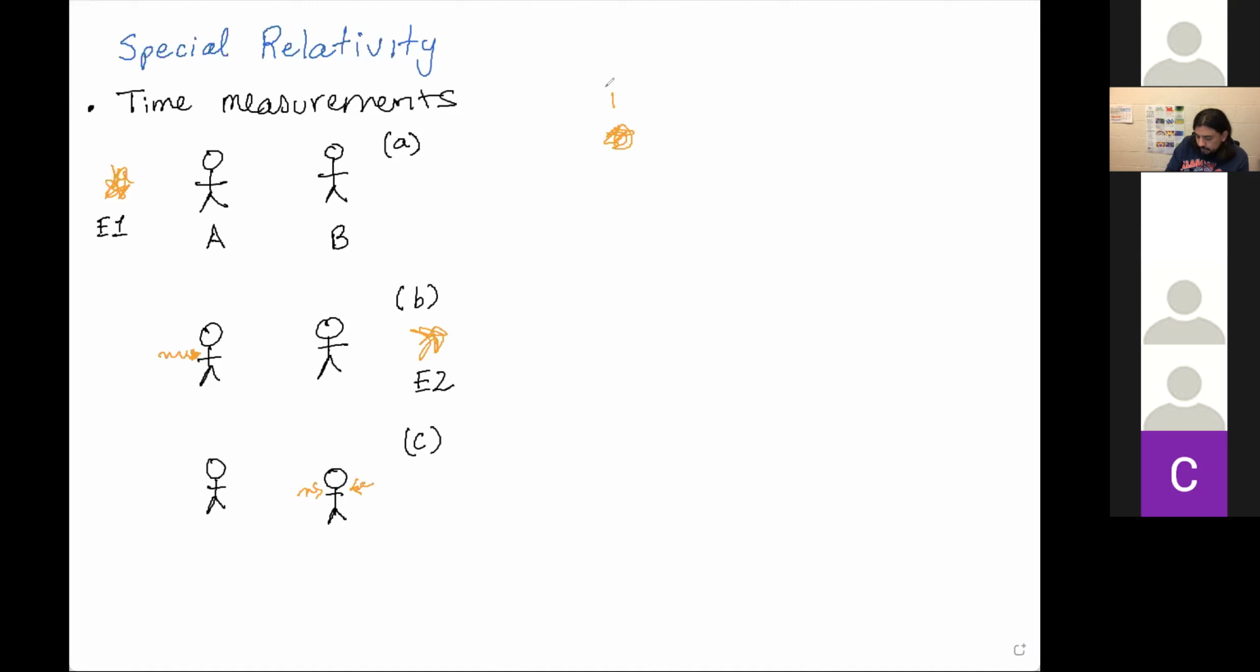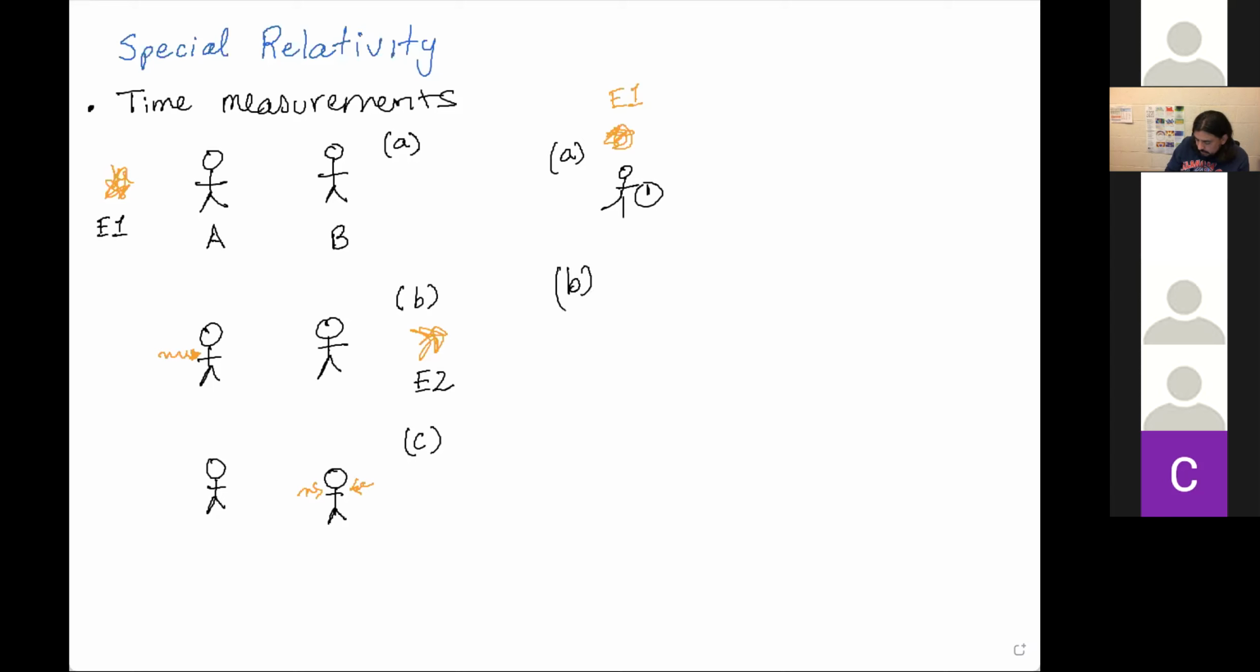So here's an event, event 1. And then now we're going to have some observer, assume it's you. And this observer is running and is carrying a clock with them and knows that the clock is there when passing by event 1. So this is the first case, A.